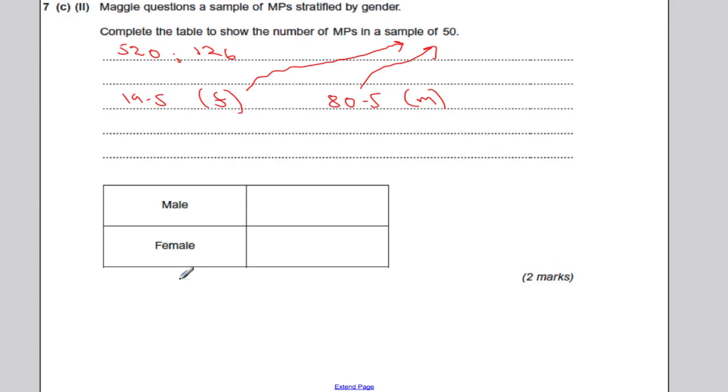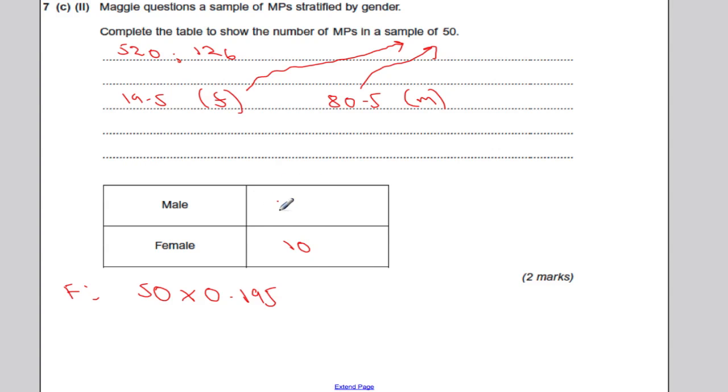So if I do 50 multiplied by 0.195, so for the number of females it is 50 multiplied by the proportion I have, 19.5%, or in this case 0.195. Converting the percentage to a decimal, we get 9 3/4, which I will have to round to 10 people.